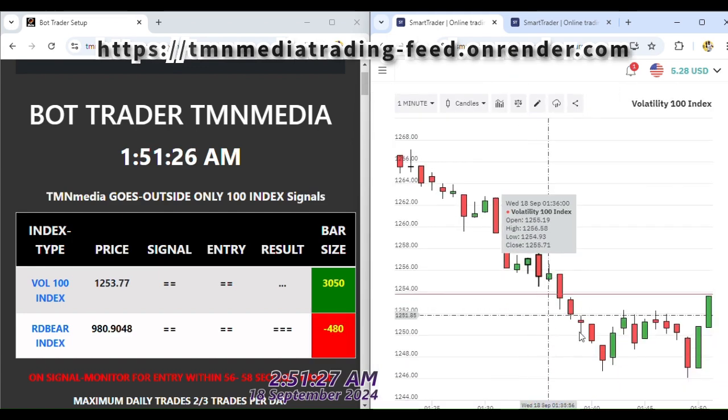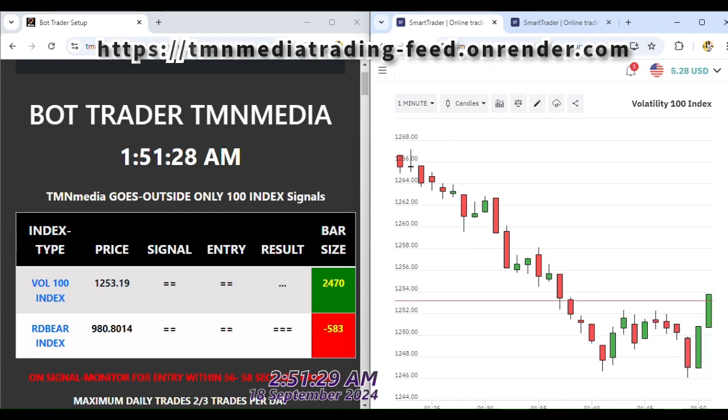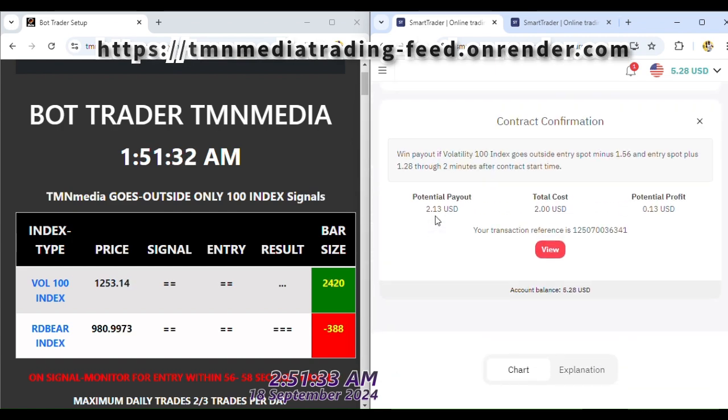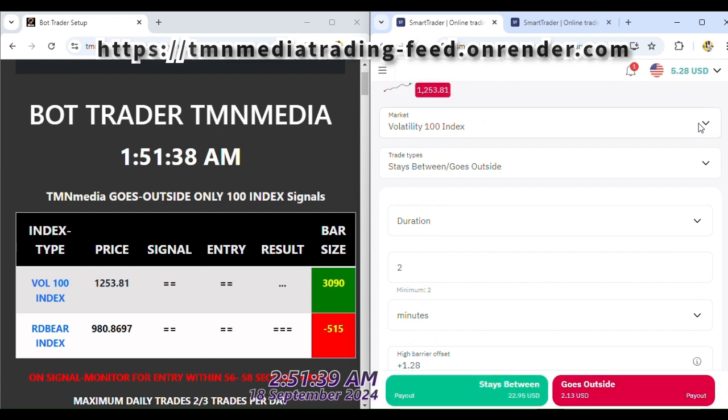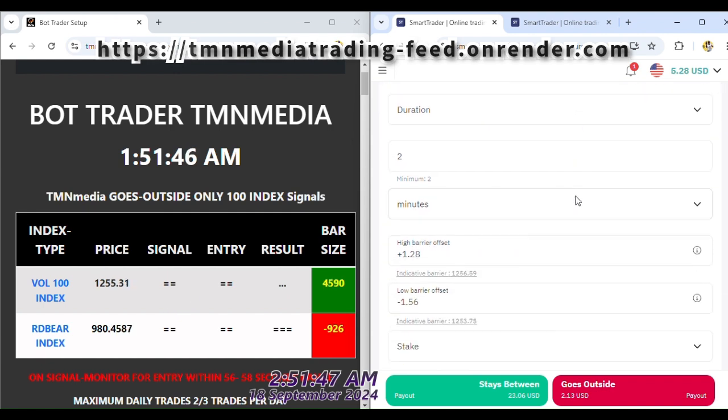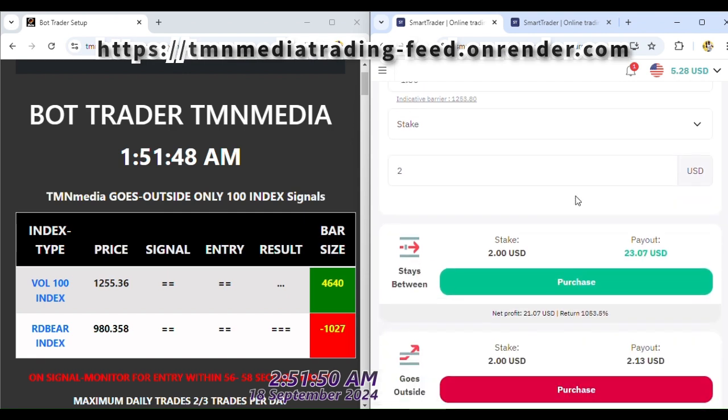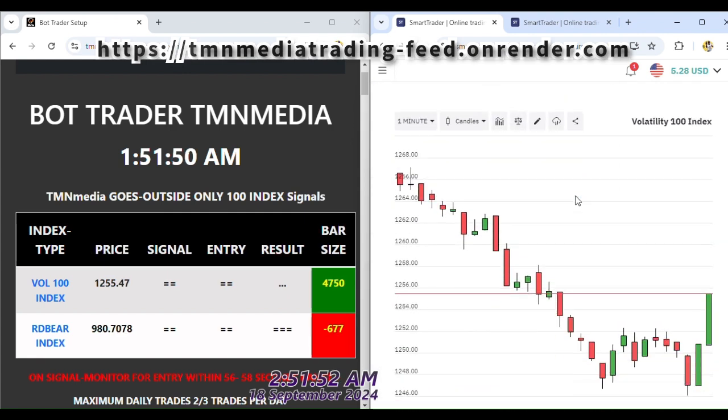Okay, you can see the bar here. See what I traded. It's a high bar. Okay, so I'm gonna be waiting for another signal. When the signal shows up, this is 100.